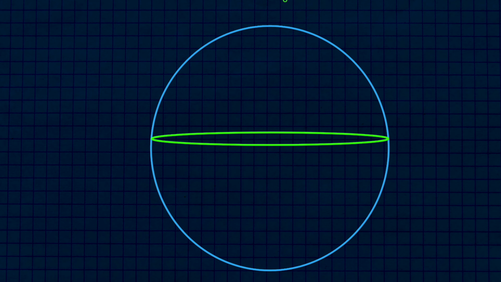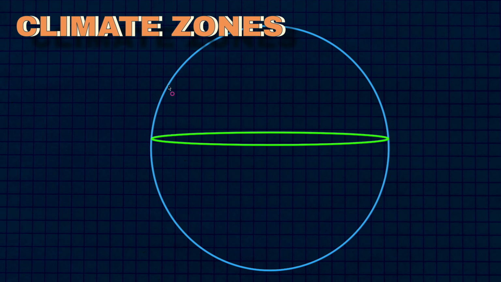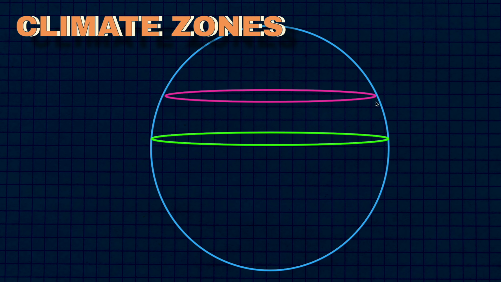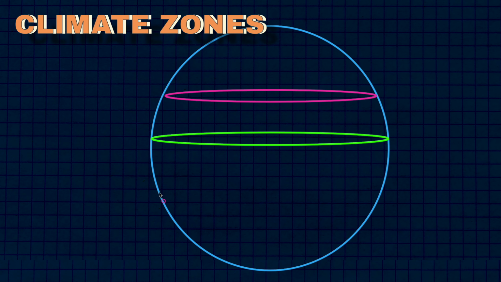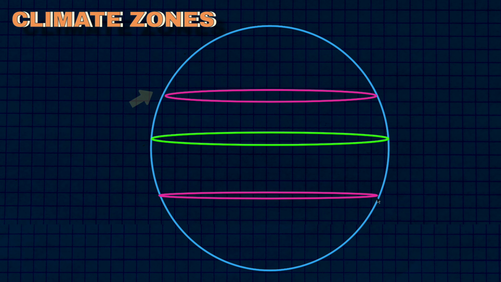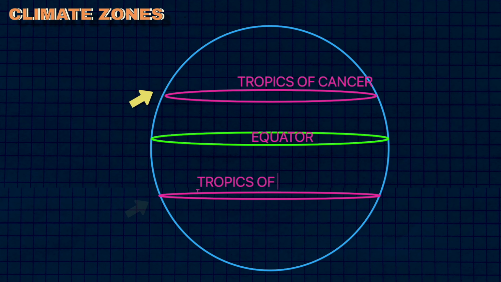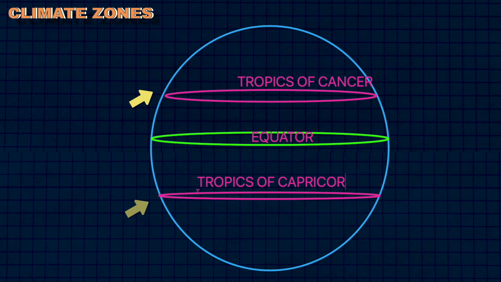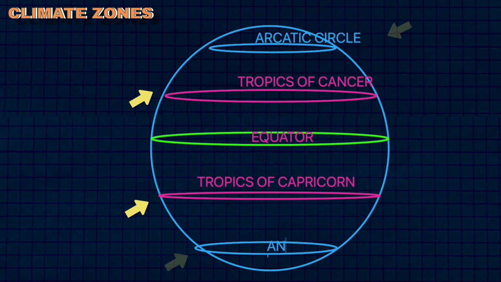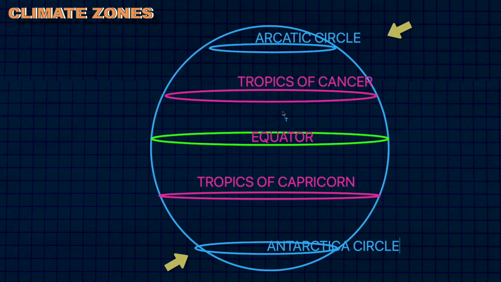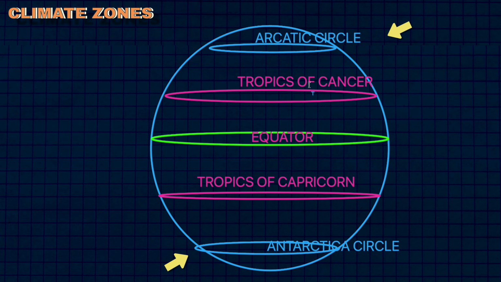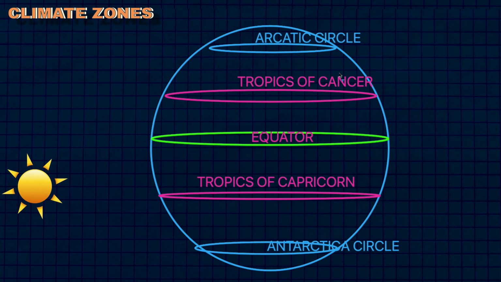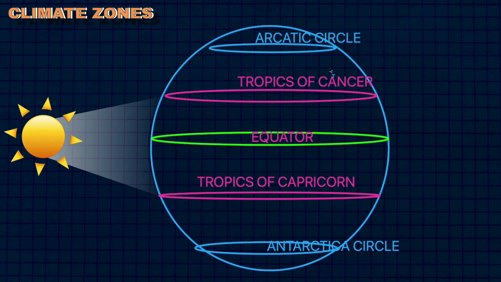Now, how does this help to define climatic zones? Along with the equator, the other important latitudes are the Tropic of Cancer, the Tropic of Capricorn, the Arctic Circle, and the Antarctic Circle, which help us to define different climate zones of the world based on the amount of sunlight a region receives throughout the year.